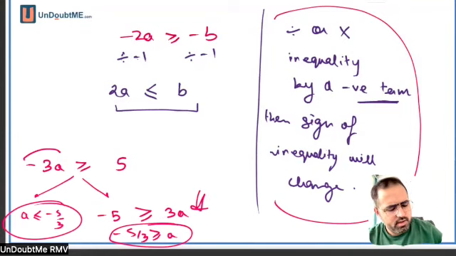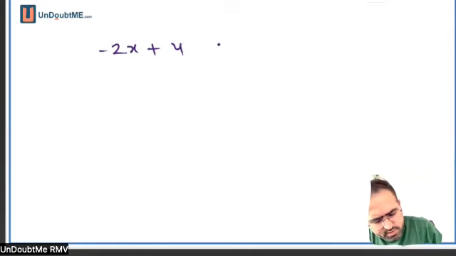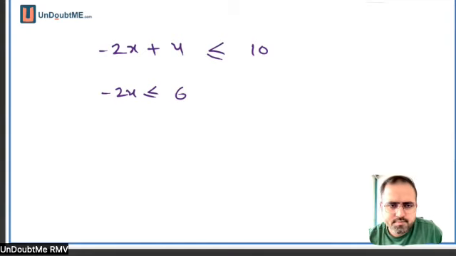Okay, sir. For practice, we'll take one more example. If I have -2x plus 4 is less than or equal to 10, we need to solve this inequality. So I will get -2x is less than or equal to 6. Now I have two options. Either I will make the sign of 2x positive by sending it on the right side, or I will divide both the sides by -2.